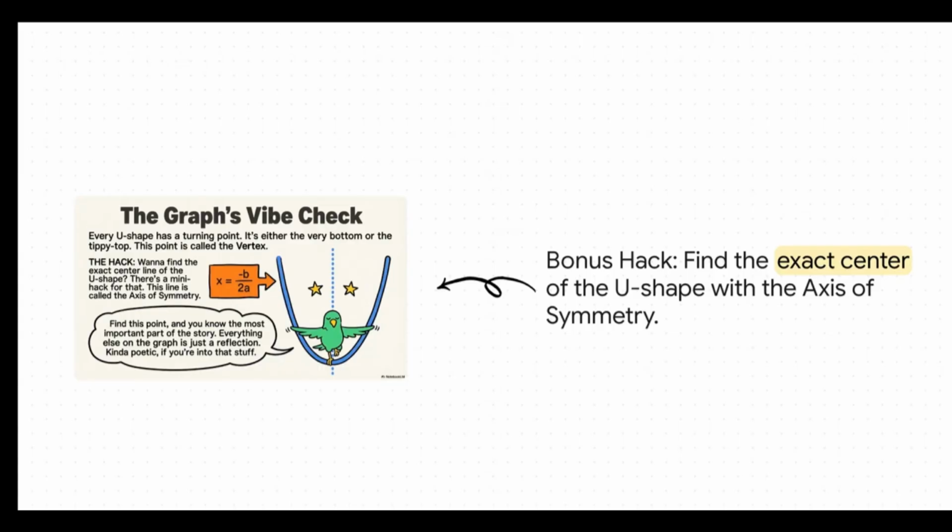And hey, since you're all pros now, here's one last bonus hack. Every U-shape has a turning point, right? The absolute bottom of the curve, or the tippy top. It's called the vertex. Want to find the exact center line of that U-shape, like instantly? Just use this little mini formula. It's like a vibe check for the graph that tells you exactly where the most important point is.